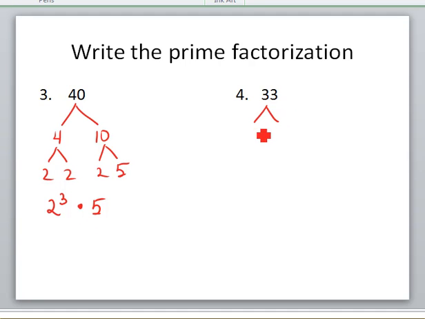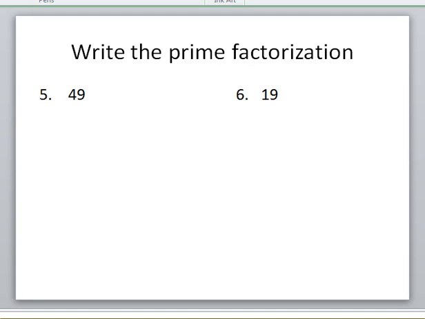33. Factors of 33 are just 3 and 11, so the prime factorization would just be 3 times 11. My next example, I have 49. The factors of 49 are 7 times 7, so the prime factorization would just be 7 squared. And then lastly here, 19. 19 only has factors of 1 and itself, so the prime factorization is just plain 19.